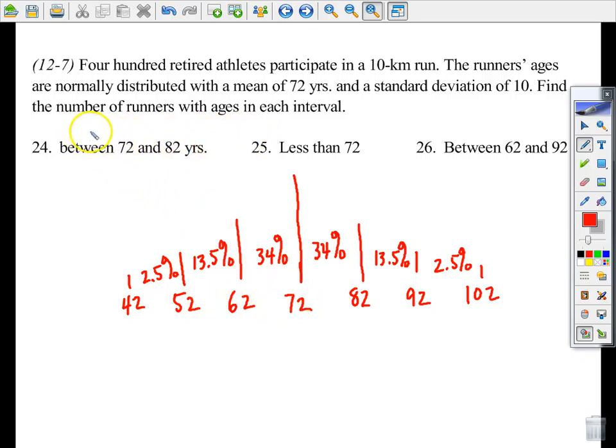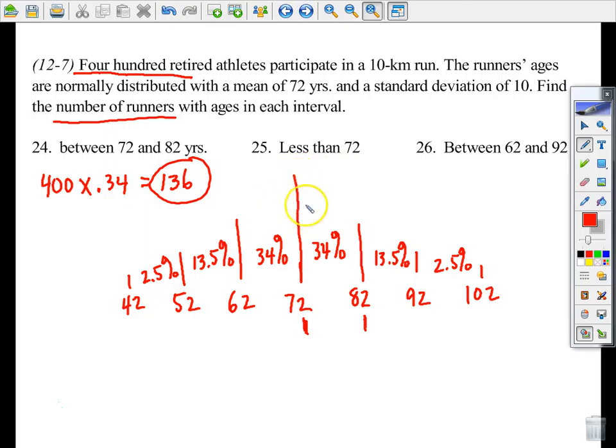We want to know how many. So don't forget, some of you on the last test just gave me percentages, but we're looking for the number of runners. We had 400 total runners participating. How many are between 72 and 82? Between 72 and 82, that would be 34% of the runners. So 400 times 34% should be 136. And that is correct.